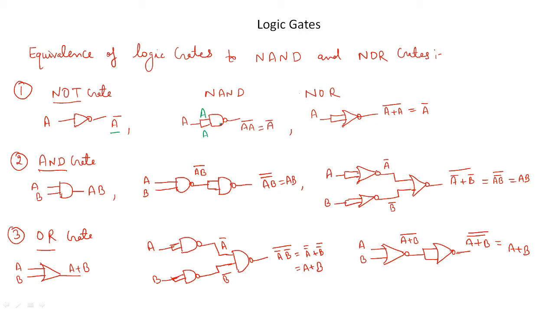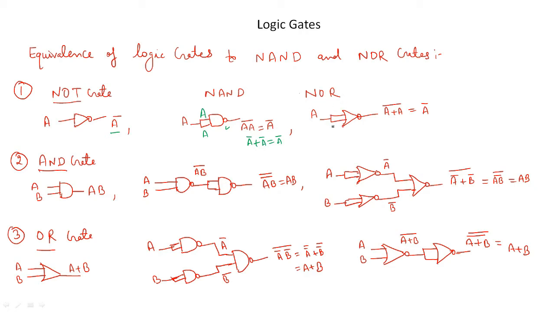So A into A after the AND operation will be A, but after the inversion it will become the complement of A into A, and by De Morgan's law, the complement of XY is X bar plus Y bar, so it will be A bar plus A bar, which is equal to A bar. Or you can also say that A into A is equal to A, so the output will be A bar.